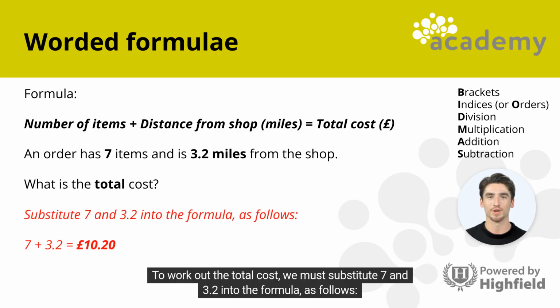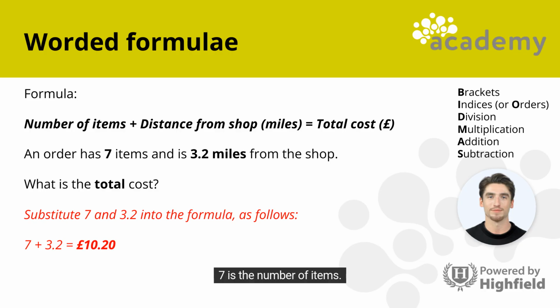To work out the total cost, we must substitute 7 and 3.2 into the formula as follows. 7 is the number of items. We need to add it to the distance, which is 3.2 miles. We can then work out the answer. 7 plus 3.2 equals £10.20.